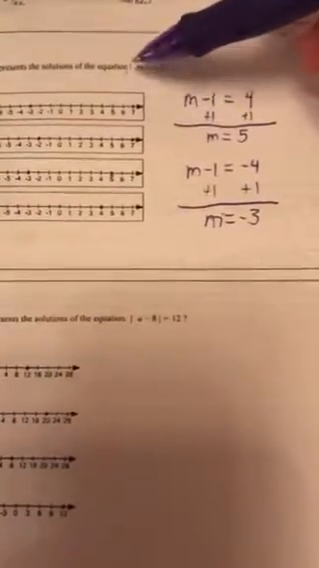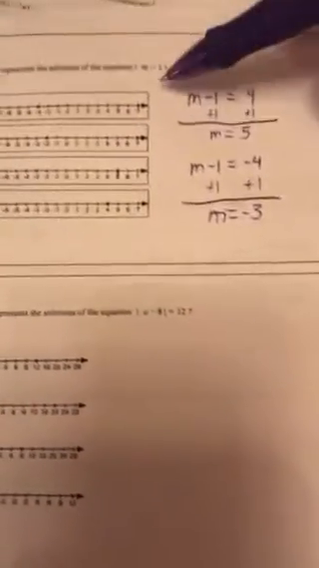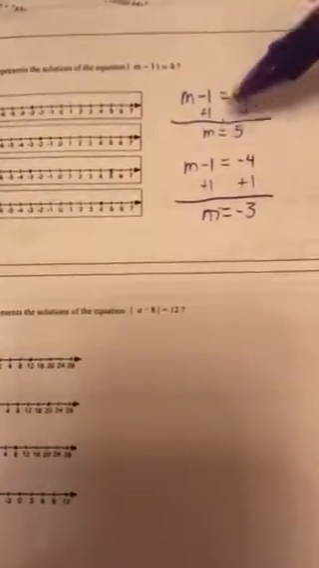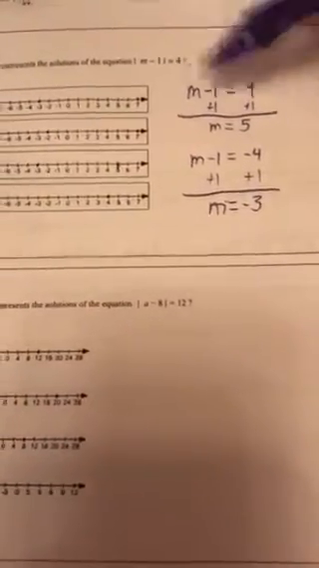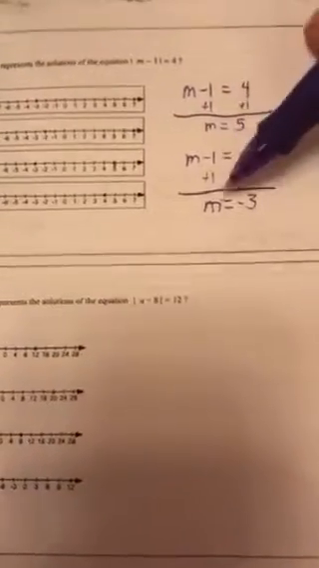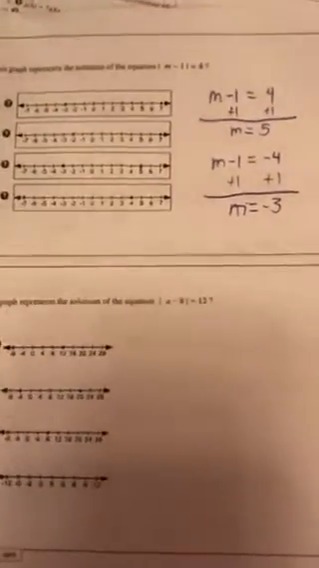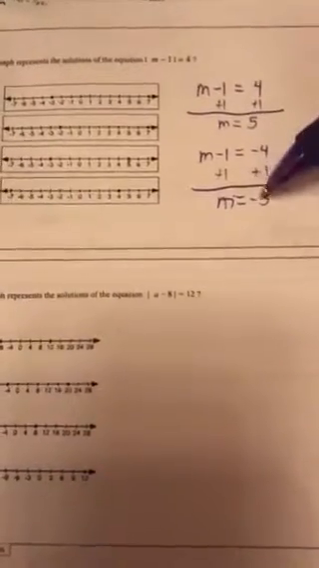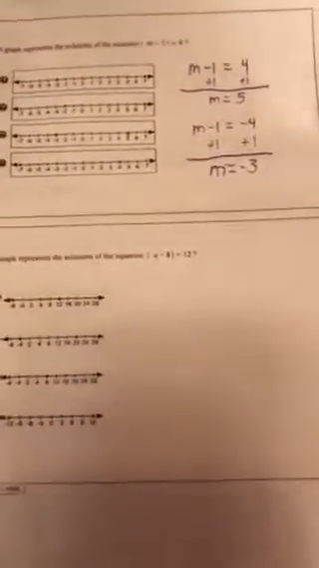Anytime you have something within the absolute value, you've got to set that equation equal to your positive 4 and your negative 4 so you can solve what your two options are. And so when you solve this, you come out with 5 and negative 3. Okay, and then you just find that on the number line.